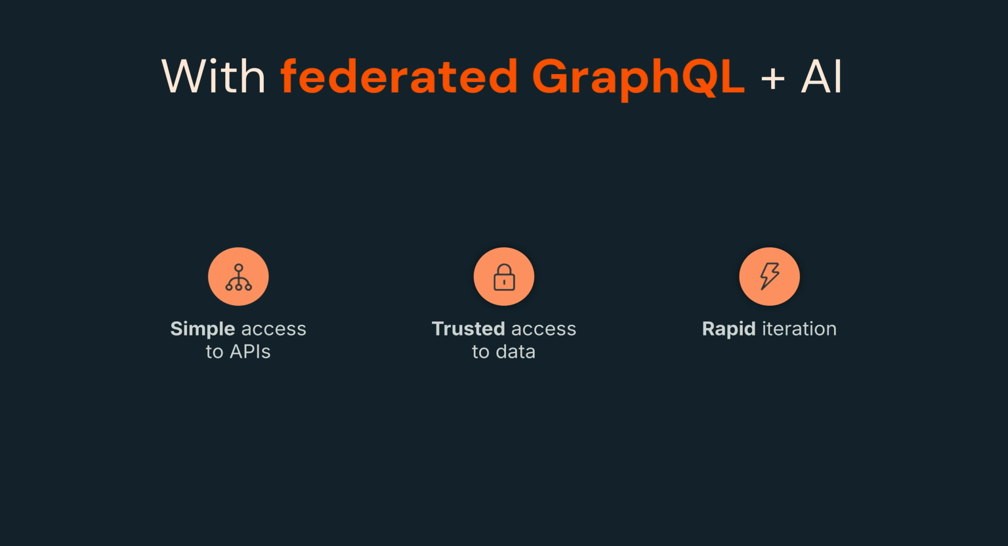By using Apollo and GraphQL, we can provide governable, trusted access to our existing APIs, whether they're powering a mobile app or an LLM-driven chatbot.